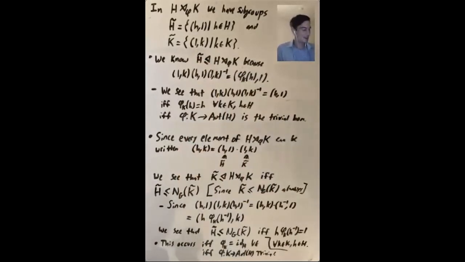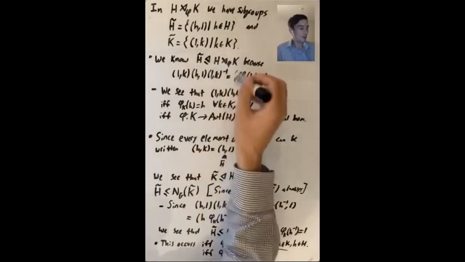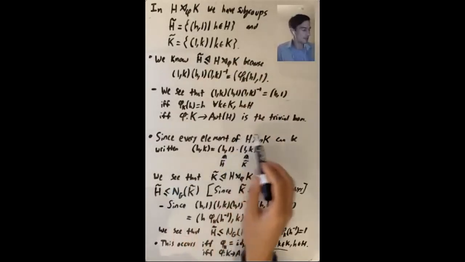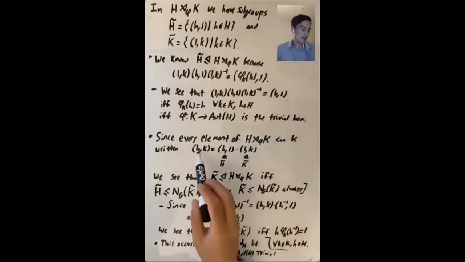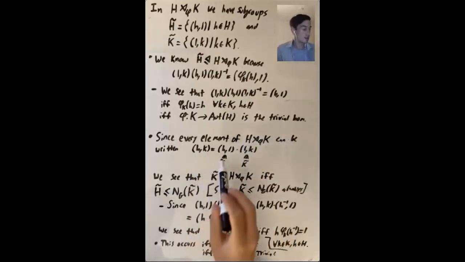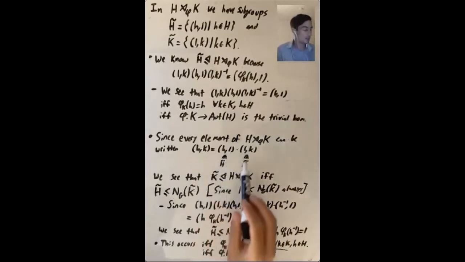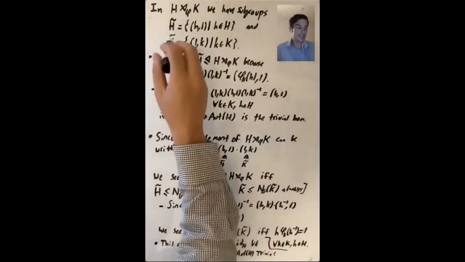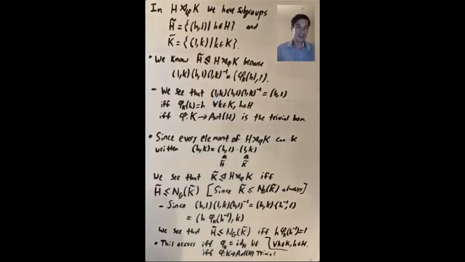OK, so let me now go back to this issue about why this is enough to show that this is a normal subgroup. So we're going to review something we talked about last time. Since every element in the semidirect product can be written as, OK, so it looks like something in H comma something in K, you can write that as a product, something in H tilde times something in K tilde. So what we want to understand is, when is K tilde a normal subgroup in the semidirect product? Well, K tilde is a normal subgroup if and only if H tilde is contained in the normalizer of K tilde.